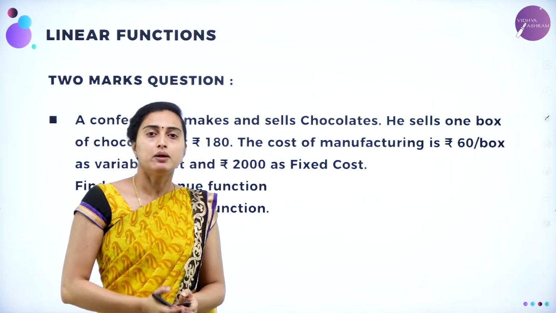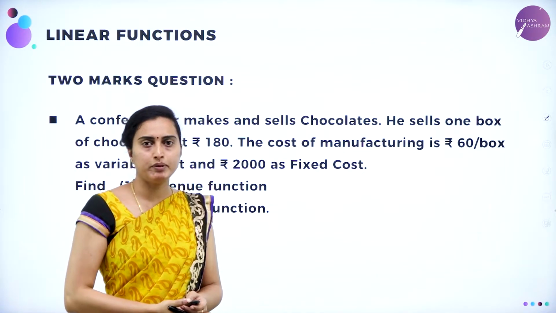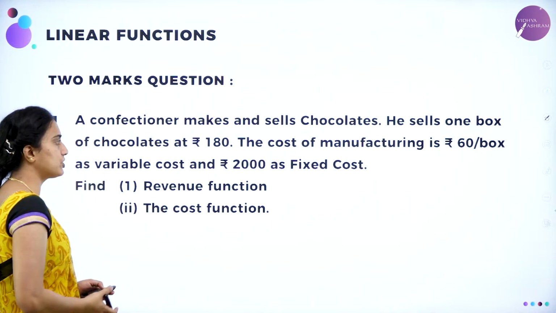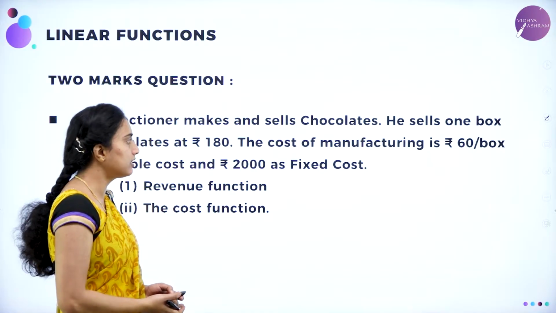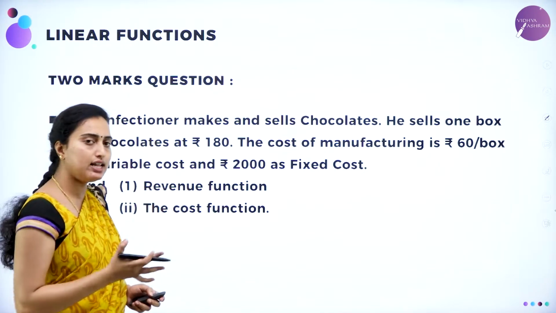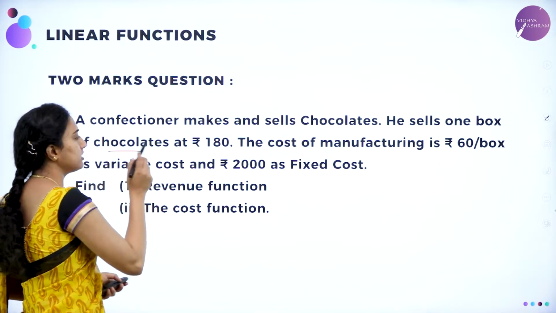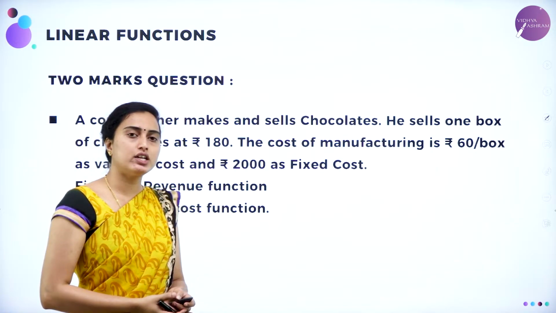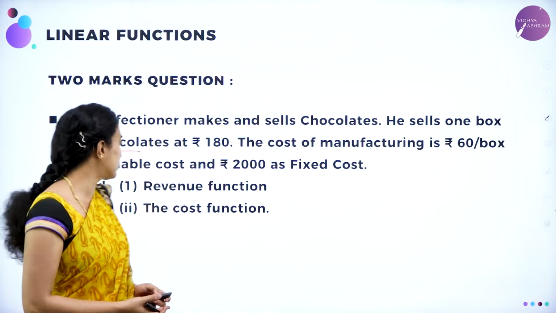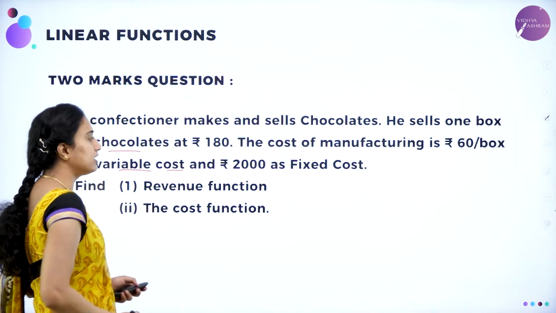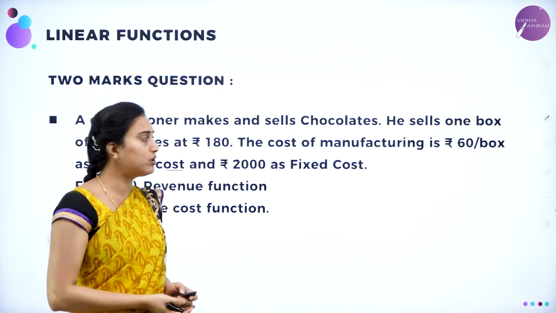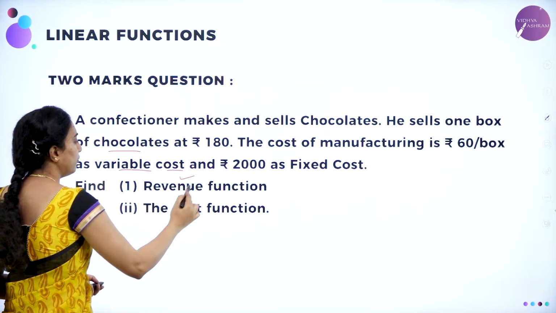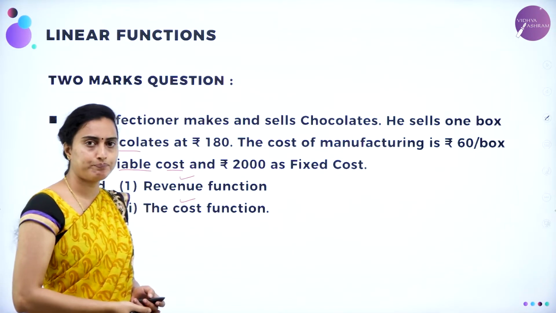Now dear students, based on all this concept, we'll be moving on to solving the problems. A confectioner makes and sells chocolates. He sells one box of chocolates at rupees 180. The cost of manufacturing is rupees 60 per box as a variable cost and rupees 2000 as the fixed cost. You need to find out what is the revenue function and what is the cost function.